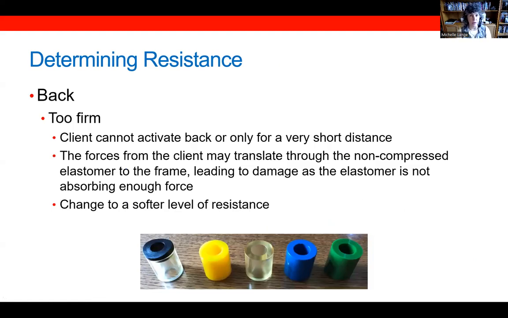It's important to determine the optimal resistance for this individual. If the resistance is too firm, the client will not be able to activate the back or only a very, very short distance of travel. The forces from the client may actually be translated through the non-compressed elastomer to the frame, which could potentially lead to damage because the elastomer is not absorbing enough force. And in this case, we want to change to a softer level of resistance. So basically, if the client's not moving the back, try a softer elastomer.